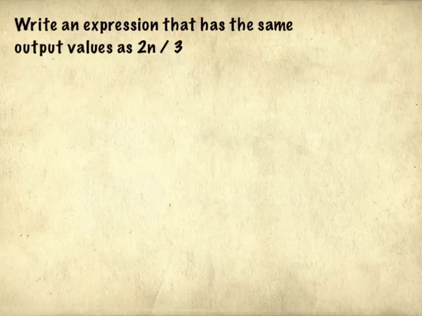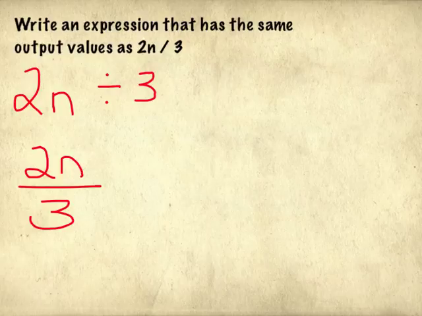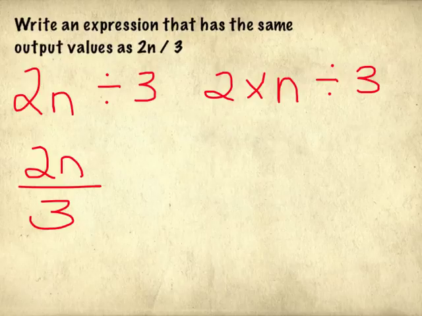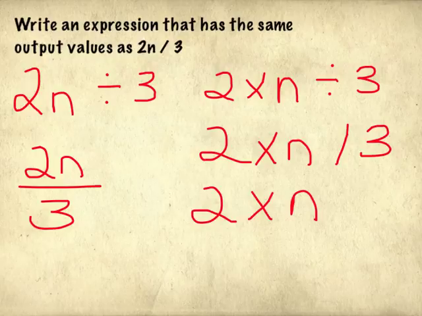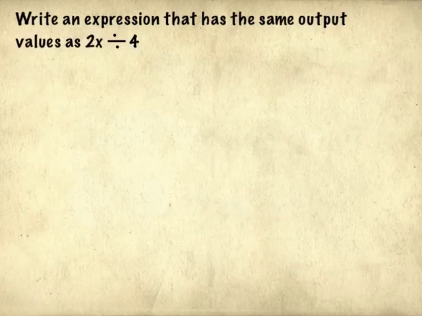There's a couple different ways I could do this one. So I could keep it as 2n and I could write it as this, divided by 3. Or I could put 2n divided by 3. Or I could put 2 times n divided by 3. All of these are equivalent. They all mean the exact same things. They're just different ways of writing it.